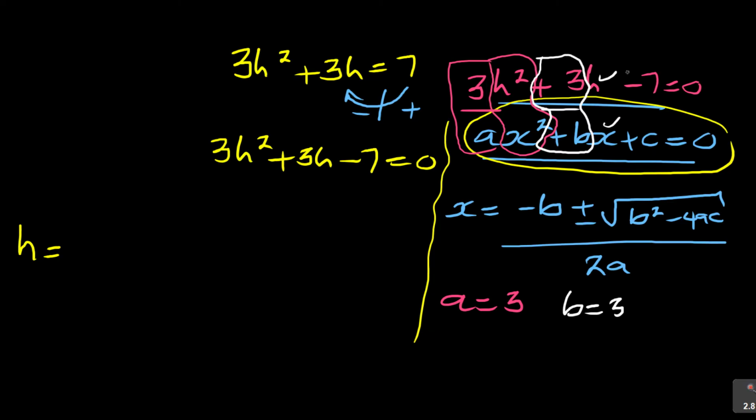Look at what is remaining. Plus c is what is remaining, and there is minus 7, meaning c is equal to minus 7. Guys, that's what you simply do.